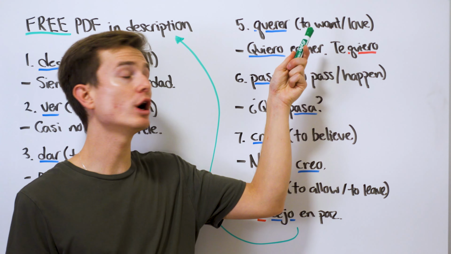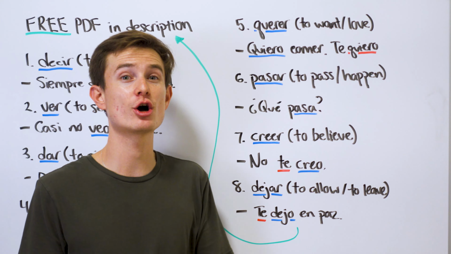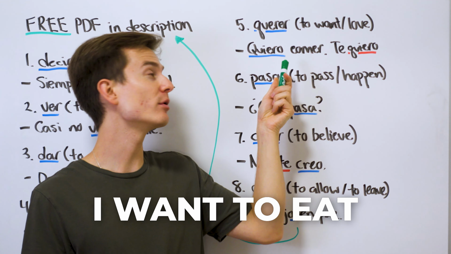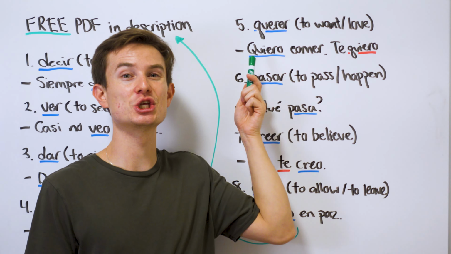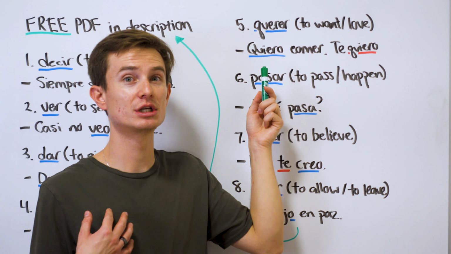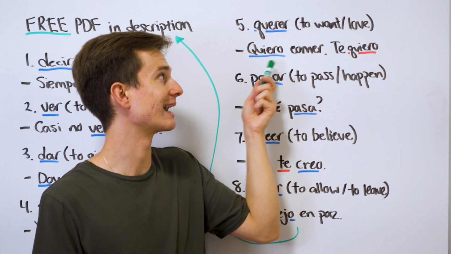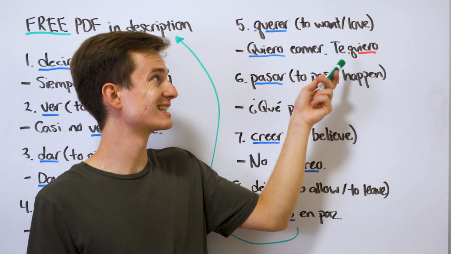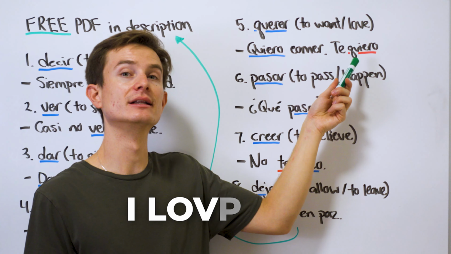Querer, meaning to want or to love. It's a very common verb, one of the most common ones. Quiero comer. Remember, based off of what we learned, we don't need to say yo quiero because we understand quiero means yo quiero. I want. Quiero comer. I want to eat. Quiero comer. Now we also have the sentence te quiero, meaning I love you.